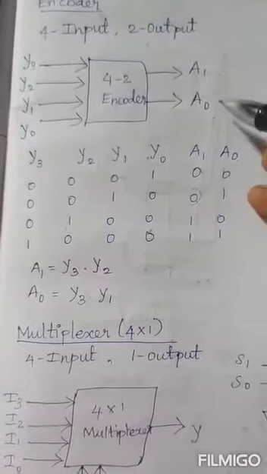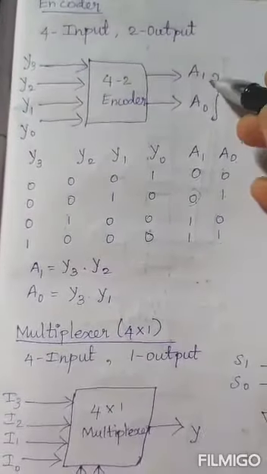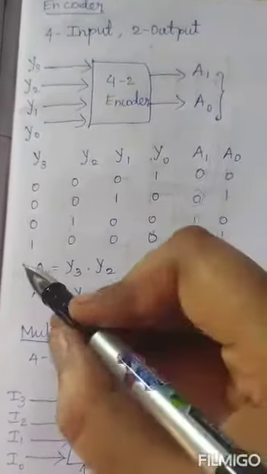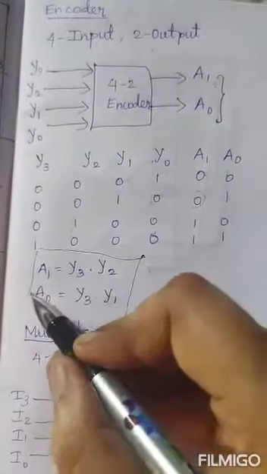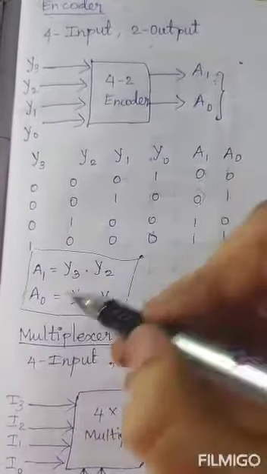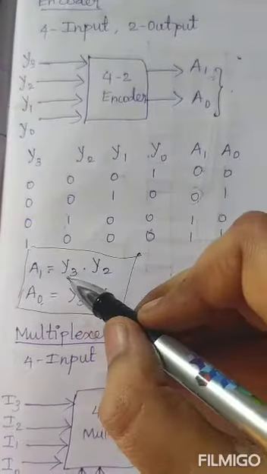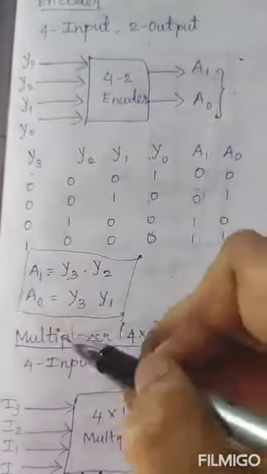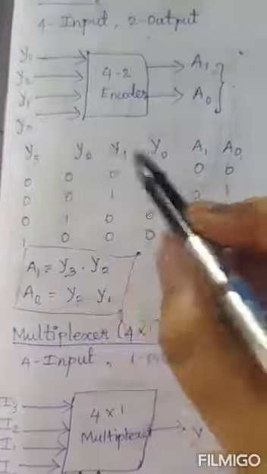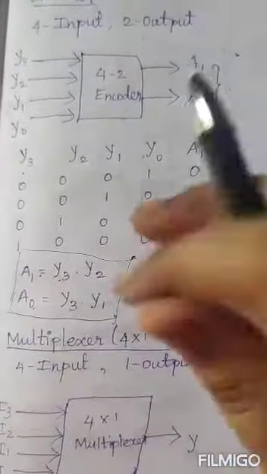Now in this encoder, A1 and A0 are considered as outputs. So I am going to write the formula only for these 2, A1 and A0. For A1 I am writing Y3 dot Y2. For A0 we can take Y3 dot Y1. It is completed. By using this, now we are going to draw the circuit diagram.